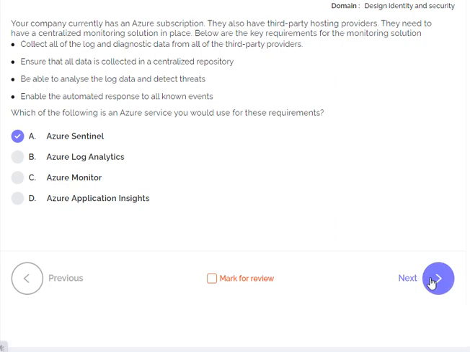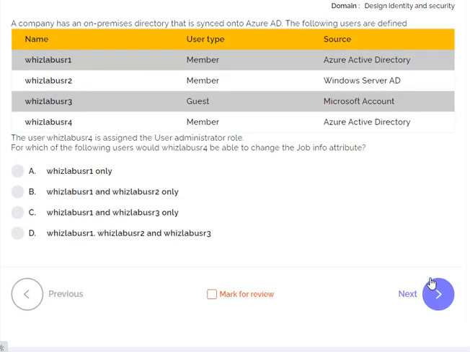Let's move to the next question. Here we are talking about a company that has an on-premises directory that is synced onto Azure AD. The following users are defined. We have four users, user 1, user 2, user 3, user 4, and they have different roles. User 1 and user 2 are members, user 3 is a guest, and user 4 is a member again. User 1 is an Azure AD user, user 2 is Windows Server AD, user 3 is a Microsoft account, and user 4 is Azure Active Directory.